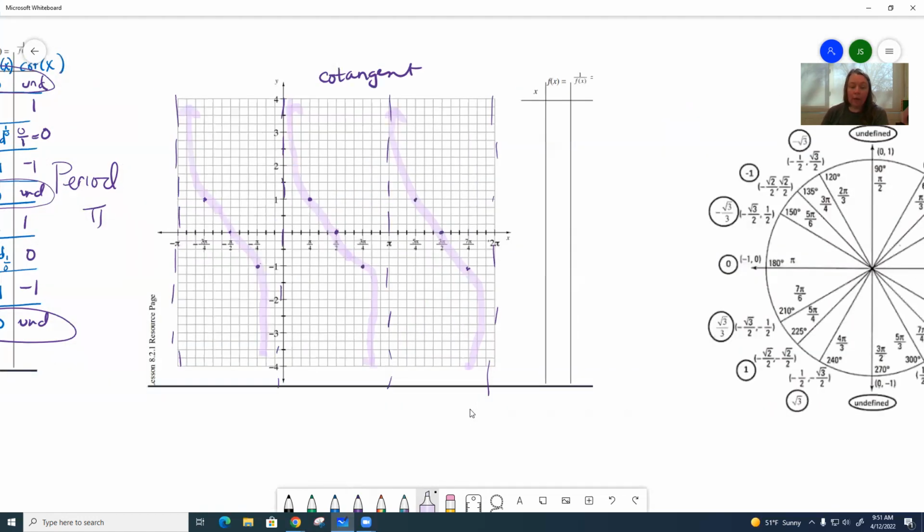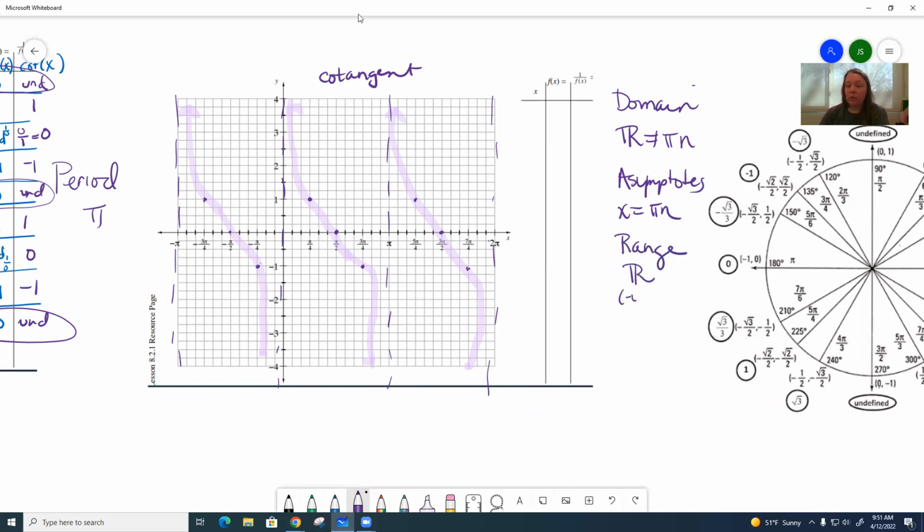Okay, so for my domain, all real numbers except for, it's the asymptotes at the same place as the sine, so pi n. Okay, so if I want to do asymptotes while I'm at it here, it's x equals pi n. My range, my possible y values, it just goes up and down forever, is all real numbers. If you want to write interval notation, you could write -infinity to infinity.